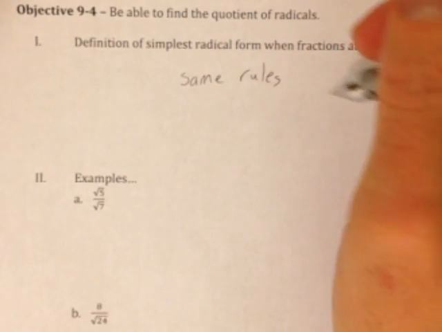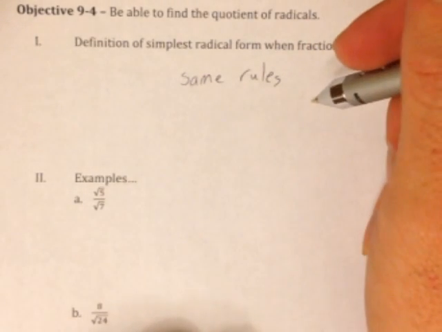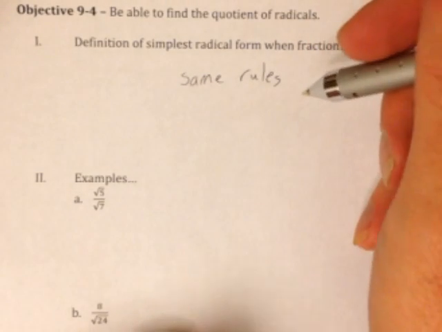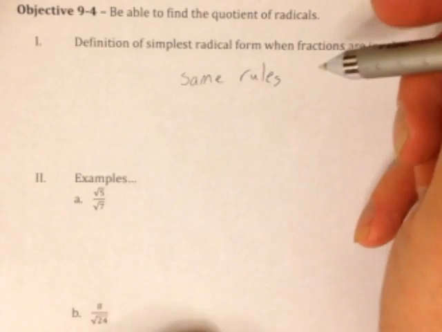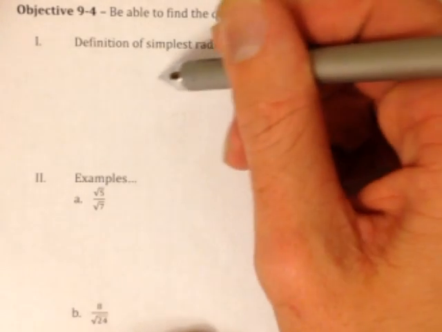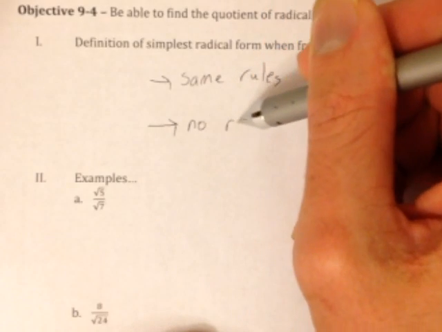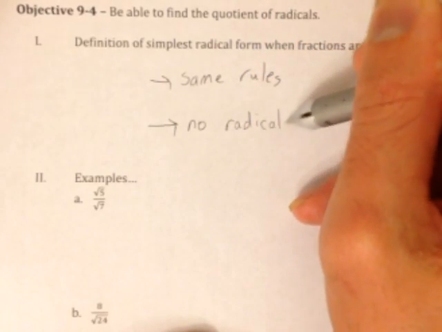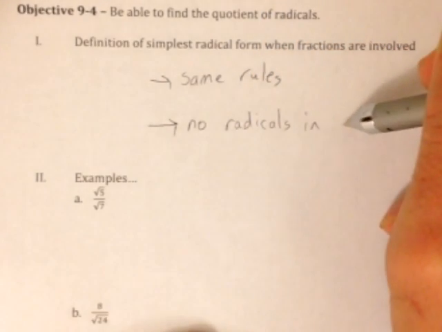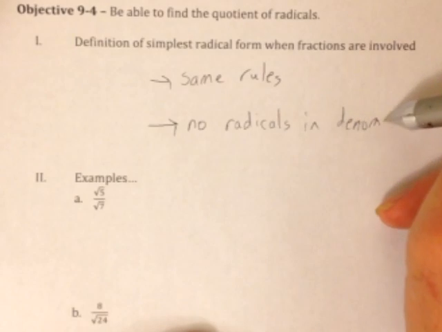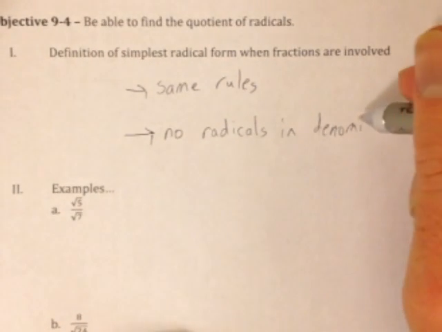Okay, so you can't have any perfect squares left underneath your square root. The number that's under the square root can't be divisible by a perfect square. The other rule that we add now is you are not allowed to have radicals in denominators. That's really it. Okay, you can't divide by a radical.